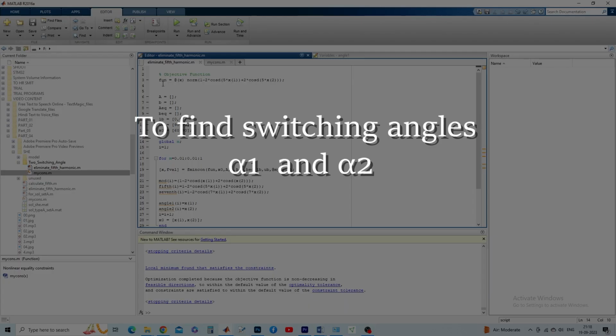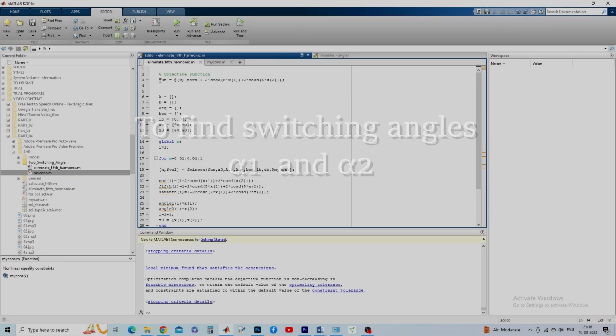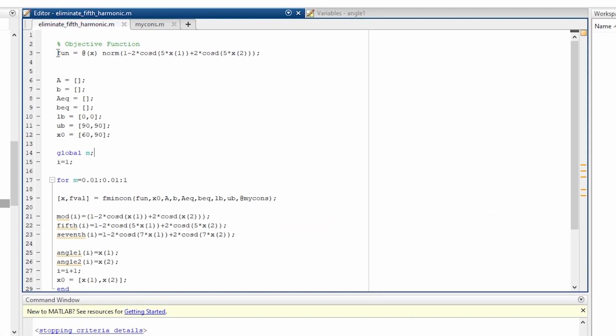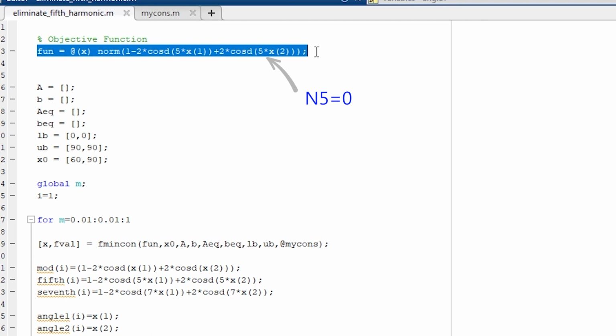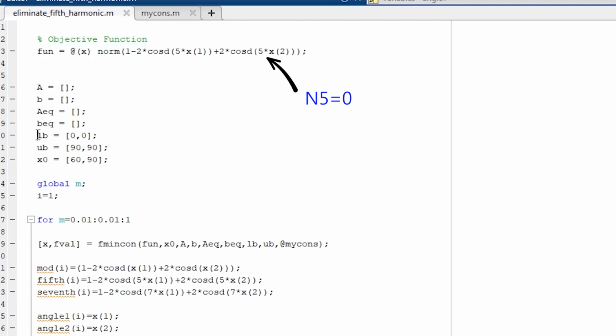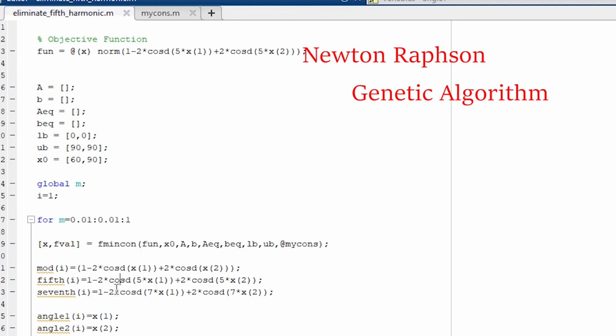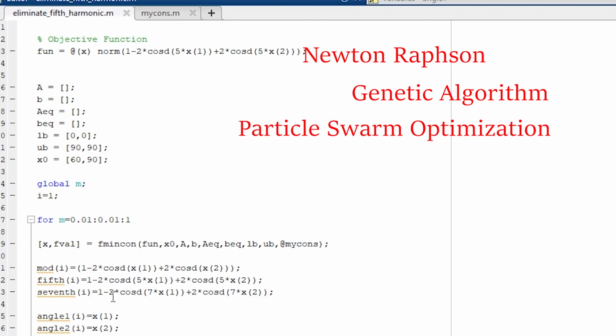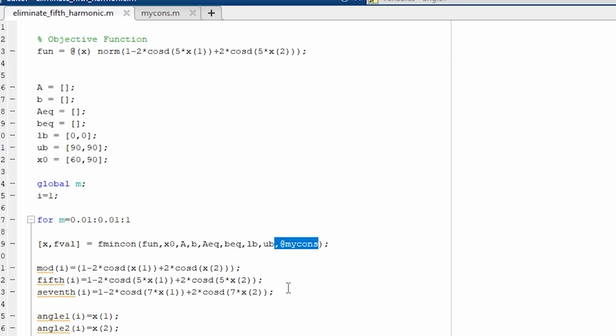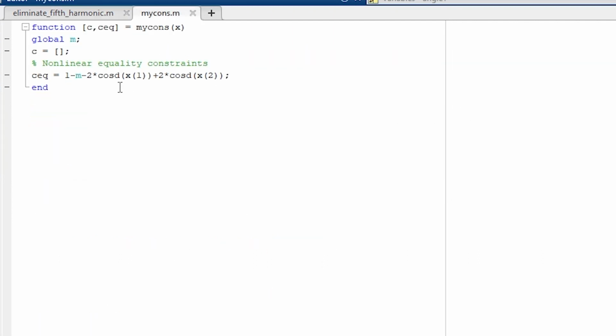To find the value of switching angles as per selective harmonic elimination, we need to write a program in Matlab. Here we have written an objective function to eliminate fifth harmonic voltage. We set the lower and upper bounds for the solution. We are using fmin function to calculate alpha 1 and alpha 2. You can also try using other algorithms such as Newton-Raphson, genetic algorithms, particle swarm optimization, resultant theory methods and so on. We also write this constraint function to regulate the fundamental voltage.